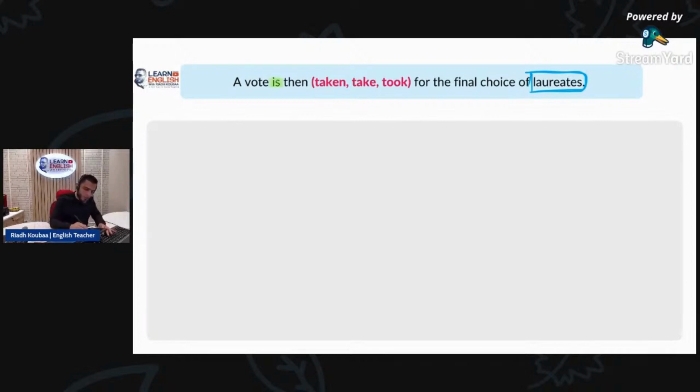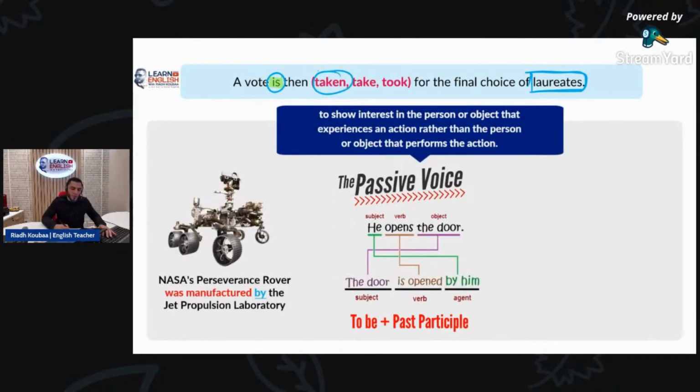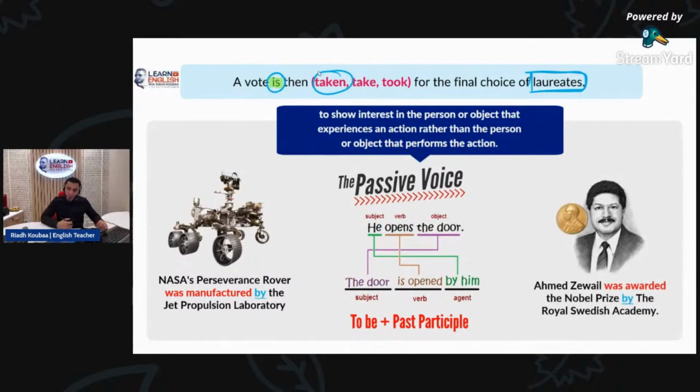So again, here we have our indicator, which is the verb to be. The vote. After evaluating the invention or the achievements, a vote is taken. Again, as we said earlier, we have to use the passive voice. So here we want to show interest, as we said earlier, in the person, in the object itself. So a vote is taken to choose the final laureates. As an example here, Ahmed Zuwail was awarded the Nobel Prize by the Royal Swedish Academy. So again, I want to focus on Ahmed Zuwail as a person. And NASA's Perseverance rover was manufactured by the Jet Propulsion Laboratory. So this is the correct answer.